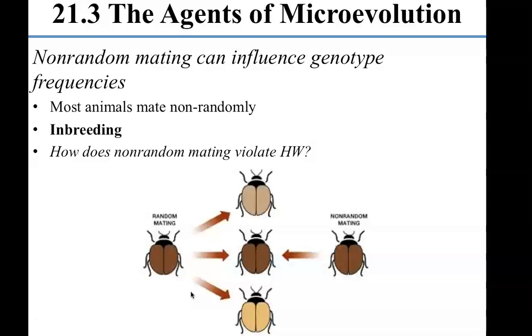So hopefully you have a better understanding of what Hardy-Weinberg is. It's just a model that allows us to ask the right questions about how and why a population is evolving, and it allows us to study these 5 different mechanisms of evolutionary change.